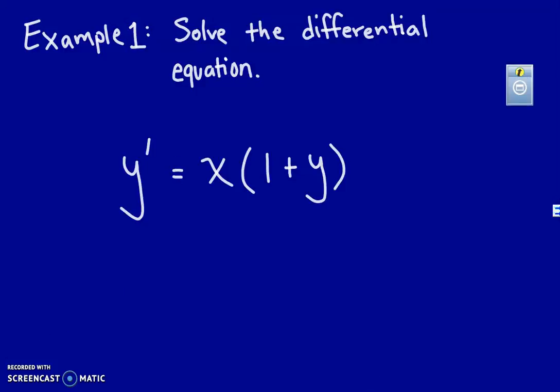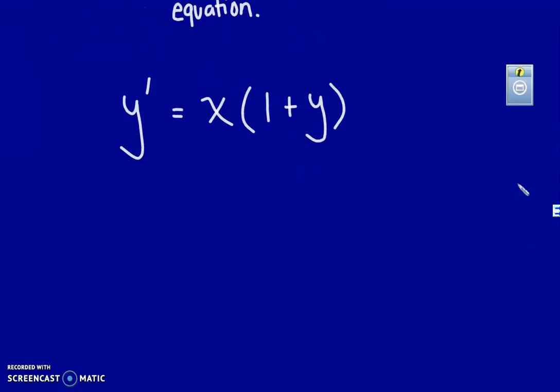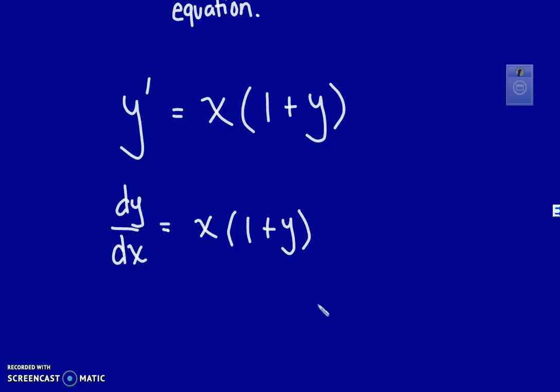y prime is equal to x times (1 plus y). So just like the first video that you saw for chapter 7, I'm going to go ahead and rewrite y prime as dy over dx. So that's the same thing, I haven't changed anything. And now I'm going to go ahead and separate. Just like the note said on the previous slide, I'm going to collect all x's with dx's and all y's with dy.